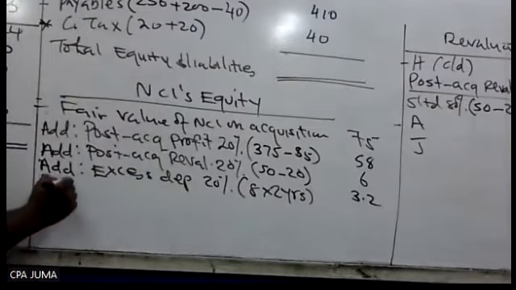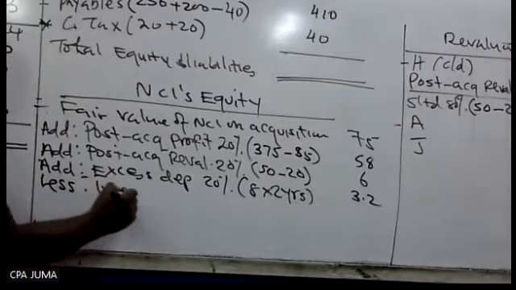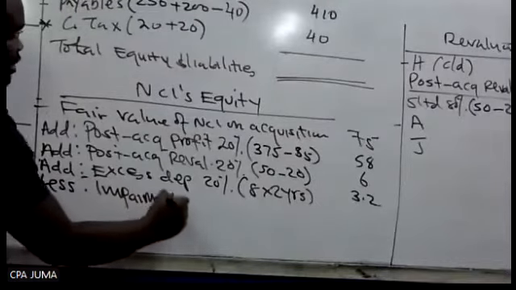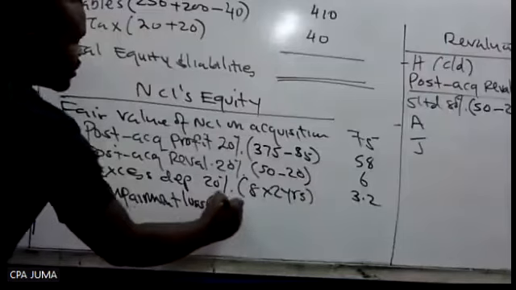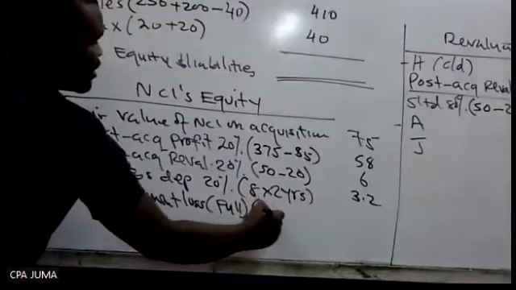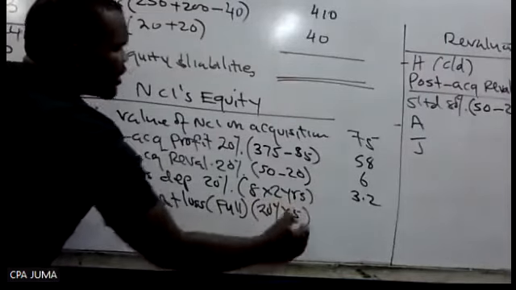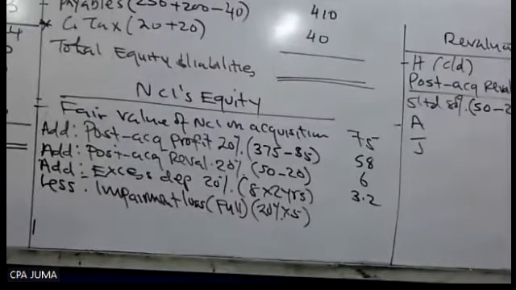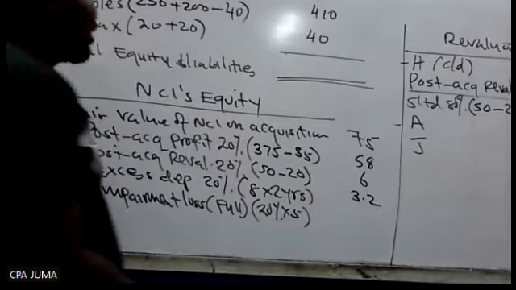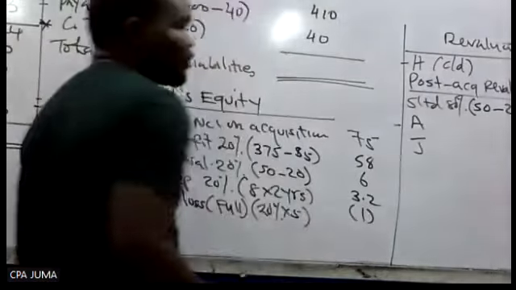So less impairment, it was full method. Impairment loss, because it was full. I remember it was 5. Impairment in S was 5. Minority will bear the 20% of that 5. So they will bear how much? 1. So that one you less.